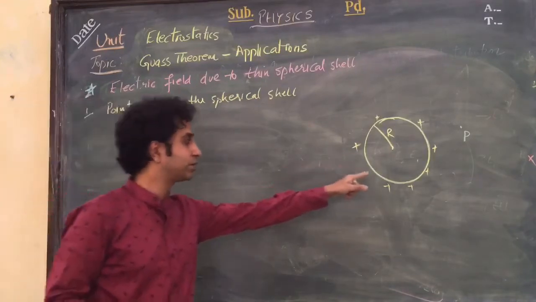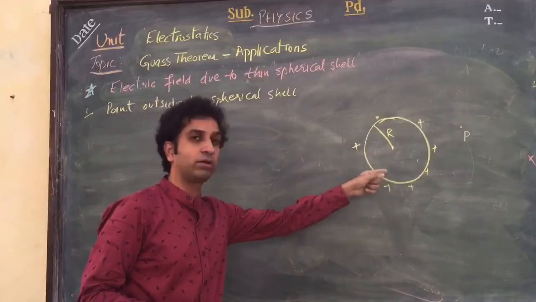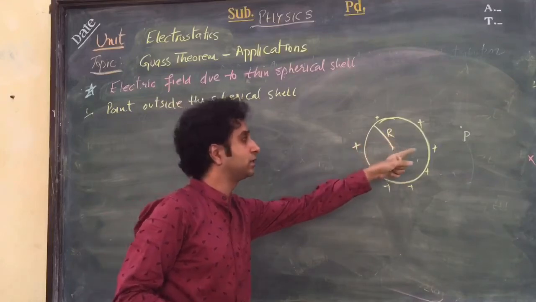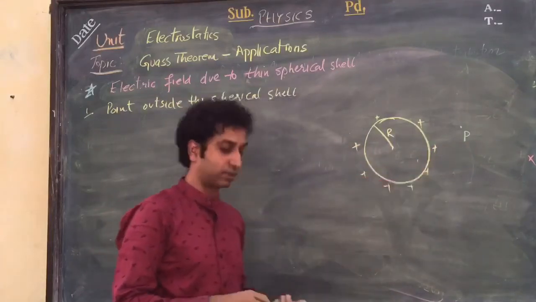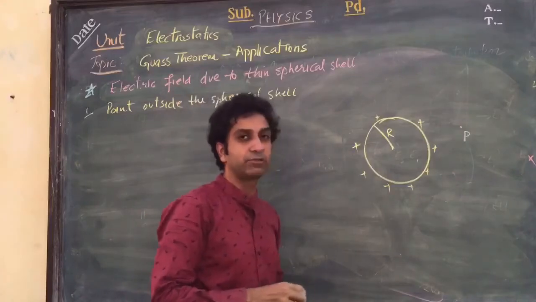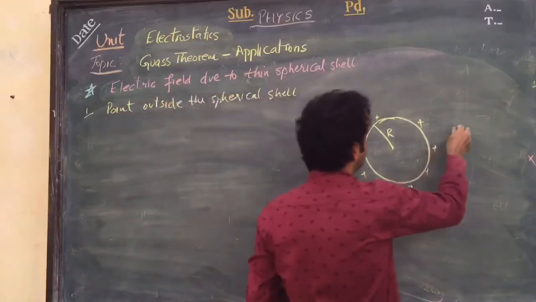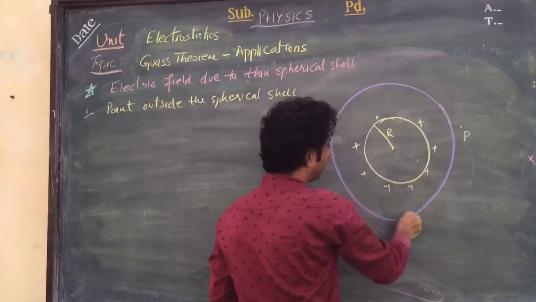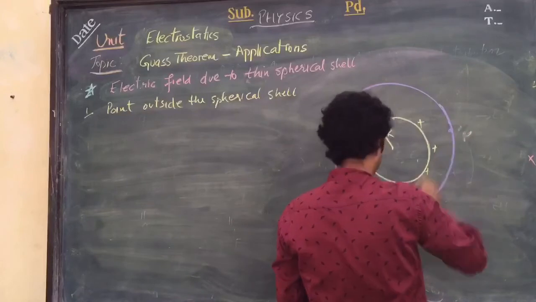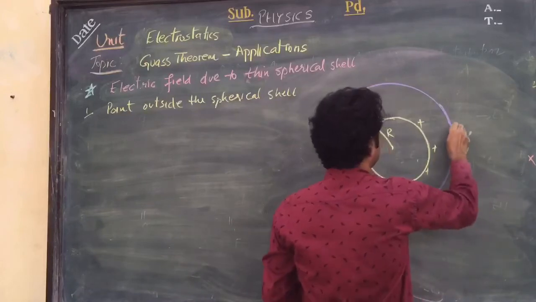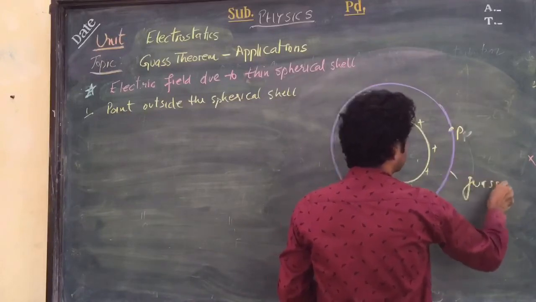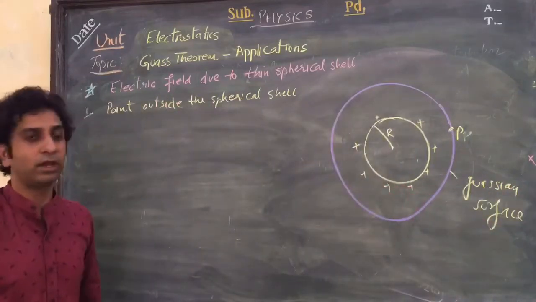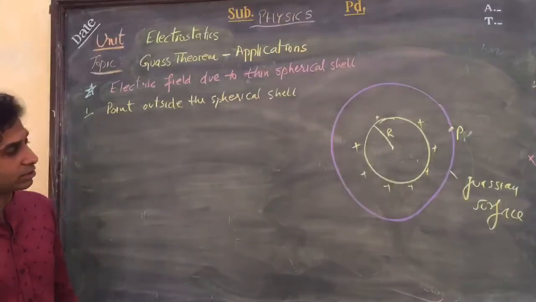This is a given shell, it is positively charged, being hollow inside, the charge resides on the outer surface of the shell. Say P is the observation point at which we want to calculate the electric field intensity. First of all, we need to draw a Gaussian surface passing through this particular point. So this is a Gaussian surface. The first step is to draw a Gaussian surface passing through the given observation point.